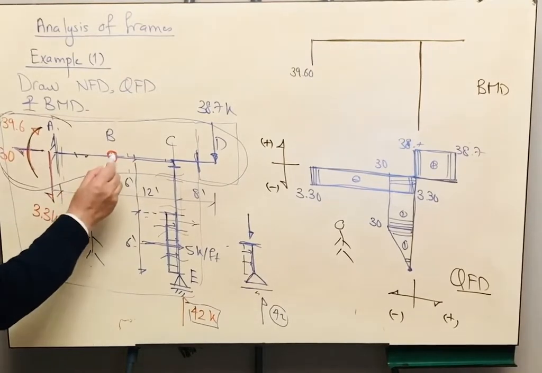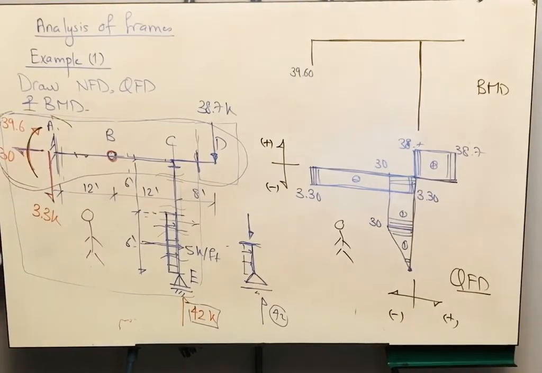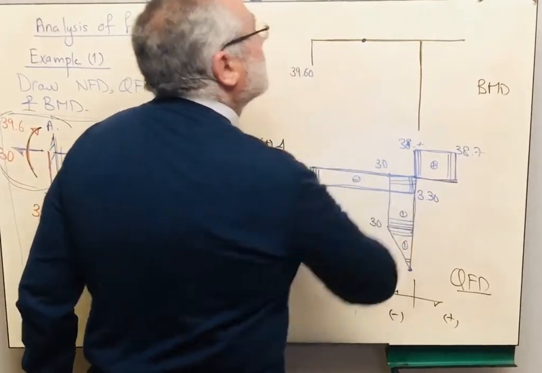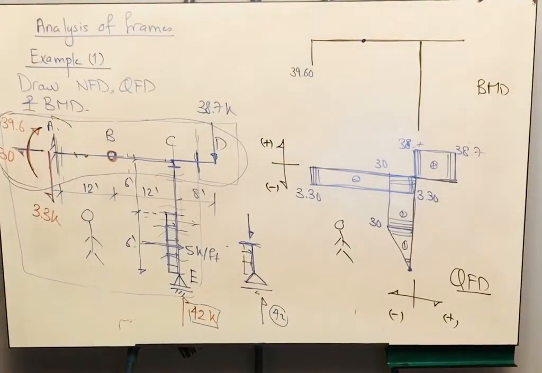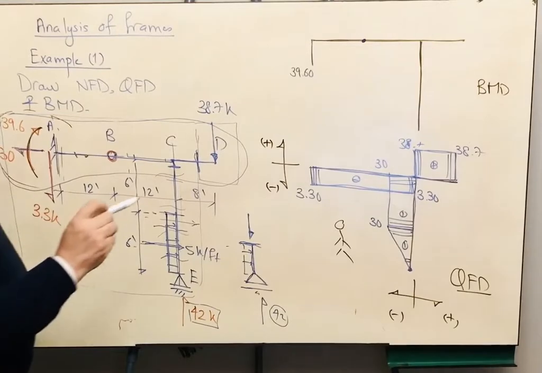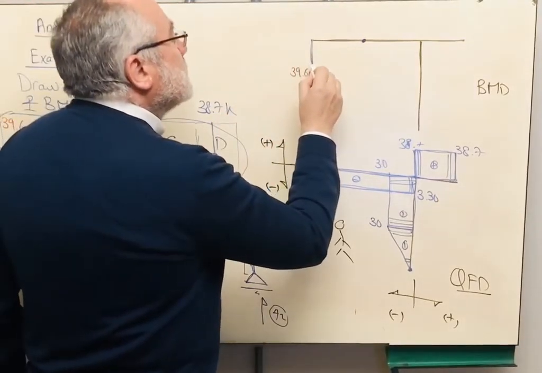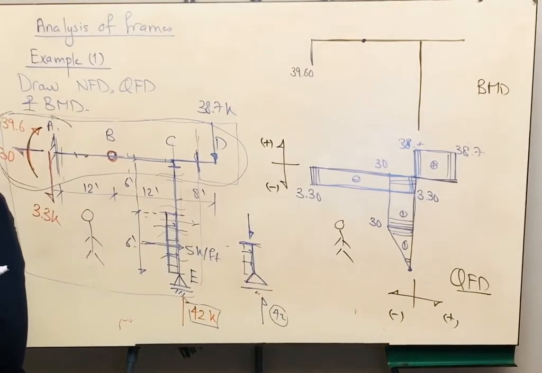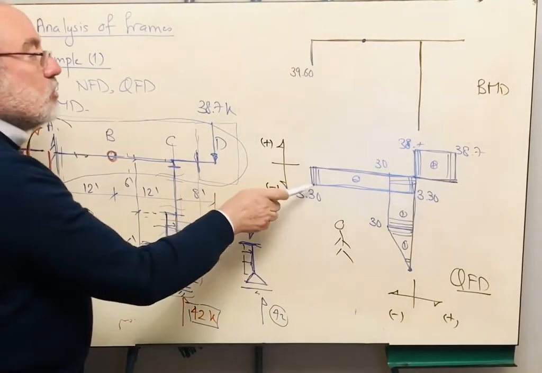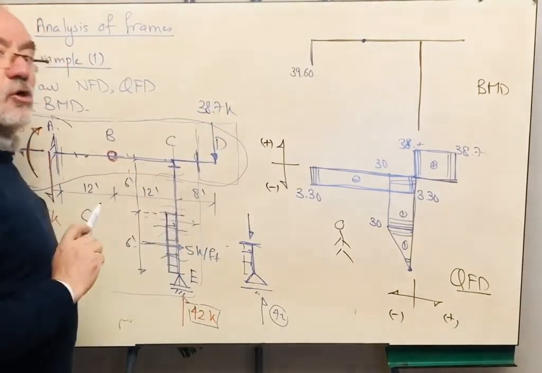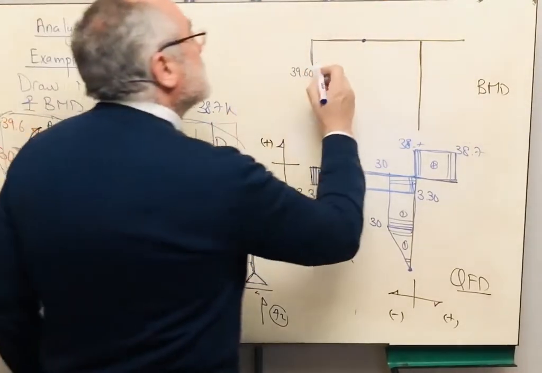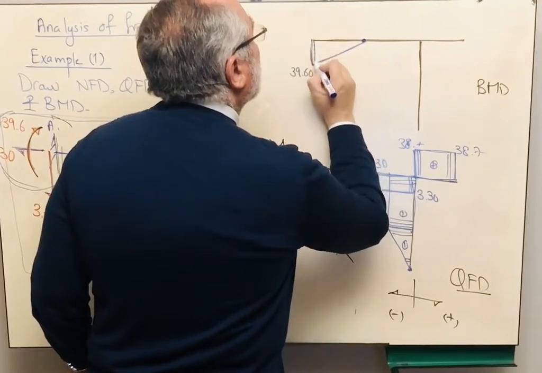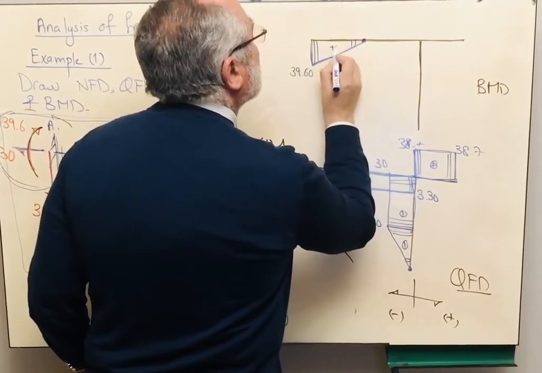What is the magnitude of the bending moment here at point B? It is 0. How would we connect the bending moment 39.6 with 0? By a straight line. How did I know this? Because the shear is constant, the moment is the integration of the load. Therefore this is a straight line. And of course, this will be positive.